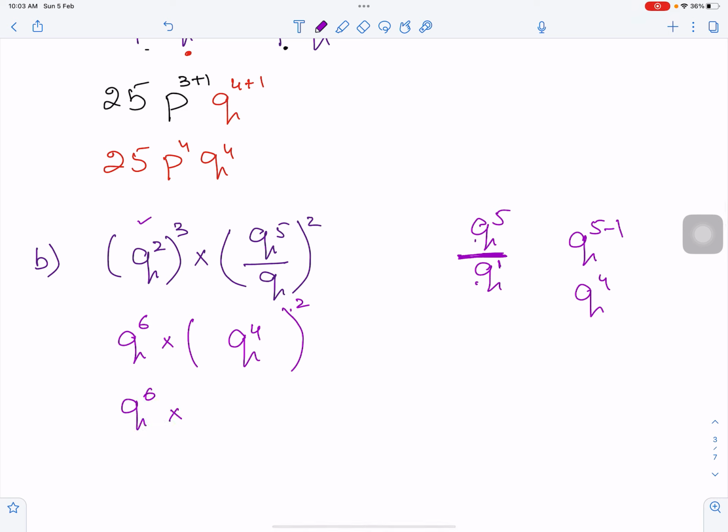So now I will multiply 4 by 2. It will be 8. Now base is same. Powers will add up. So it will become q power 6 plus 8. So this is your answer.